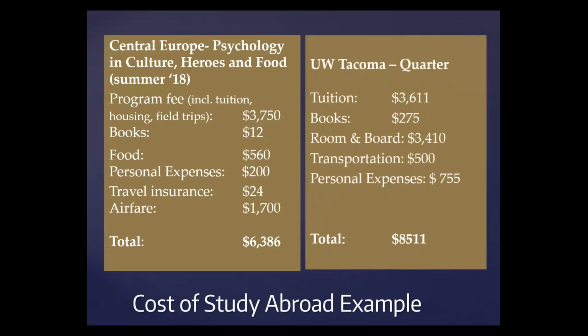Let's compare a study abroad program with a quarter at UW-T. If you were to participate in the 2018 Summer Central Europe program, you would earn 12 credits, and the total cost would be around $7,000, including room and board, airfare, personal expenses, etc. Now, if you were instead on campus for a quarter, your cost of living would be about $8,500 for a similar number of credits. Study abroad is a really great opportunity to get a lot of credits earned in a short period of time.